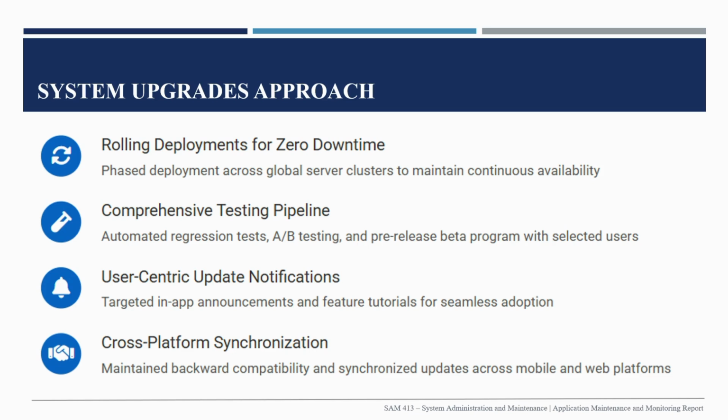LinkedIn also implements comprehensive automated testing, including unit tests, integration tests, and performance tests that run before any code reaches production. They use feature flags to enable or disable functionality without deploying new code, providing precise control over new feature releases. Additionally, they schedule major infrastructure upgrades during low traffic periods and communicate planned maintenance windows to enterprise customers. This proactive approach minimizes impact on users who rely on LinkedIn for recruiting and marketing.